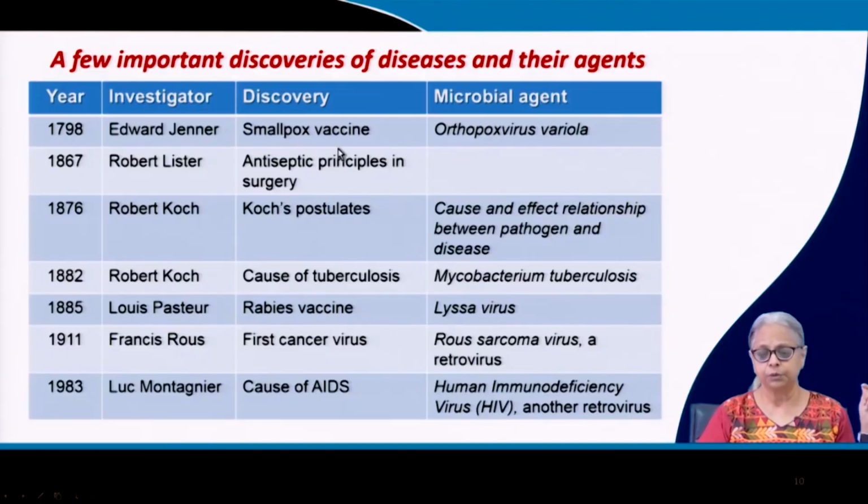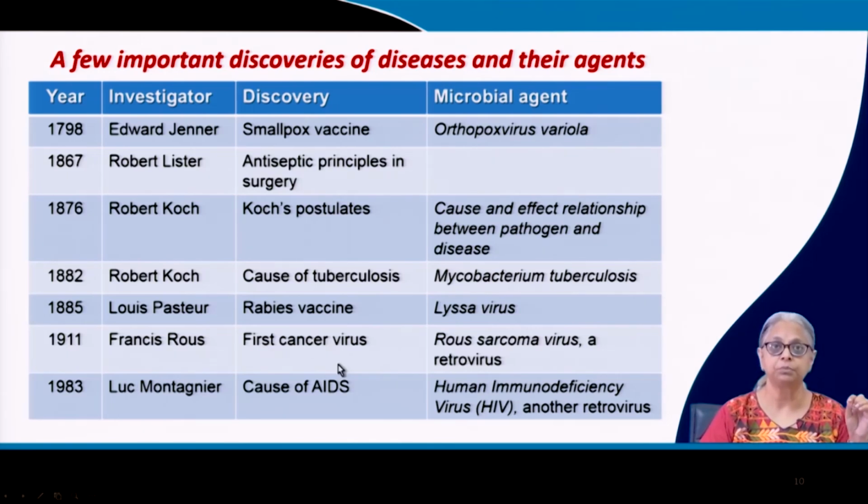I've listed a few important diseases and their agents over here. I've already mentioned most of these things. I'll come to 1885 with Louis Pasteur, who discovered the rabies vaccine as well. And the causative agent of that was Lyssa virus. And then 1911, we have Francis Rous, who discovered the relationship between cancer and virus.